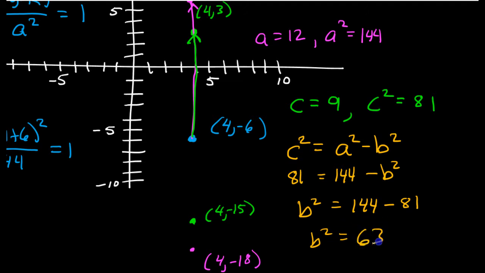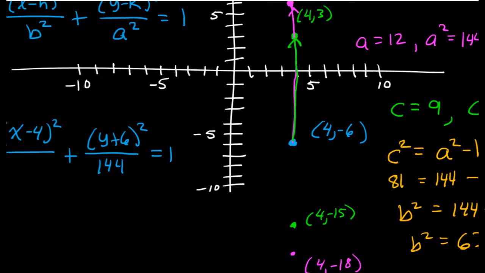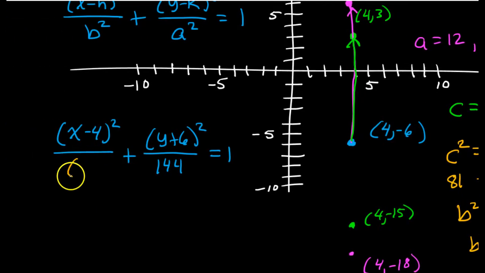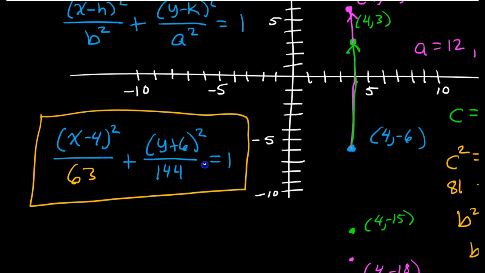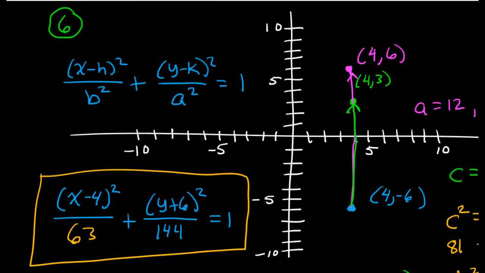So that is 63. So b squared is 63. So I can just go ahead and put that 63 in the denominator right here. And that's it. This is the standard form equation of the ellipse. All right, that was it. That was problem number 6.